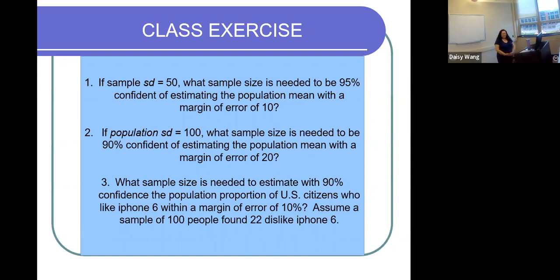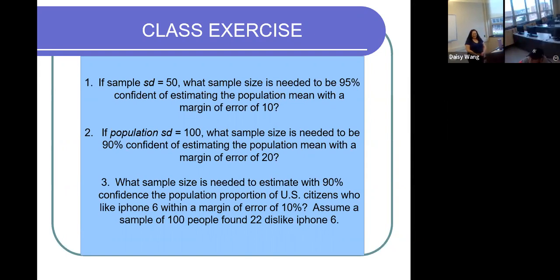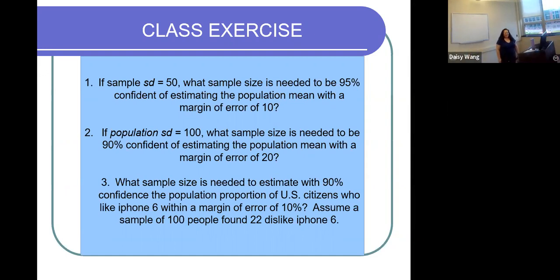What is the number one? I got 97. All right, number one is sample standard deviation. Okay, that's number one. Number two. Sorry, three.